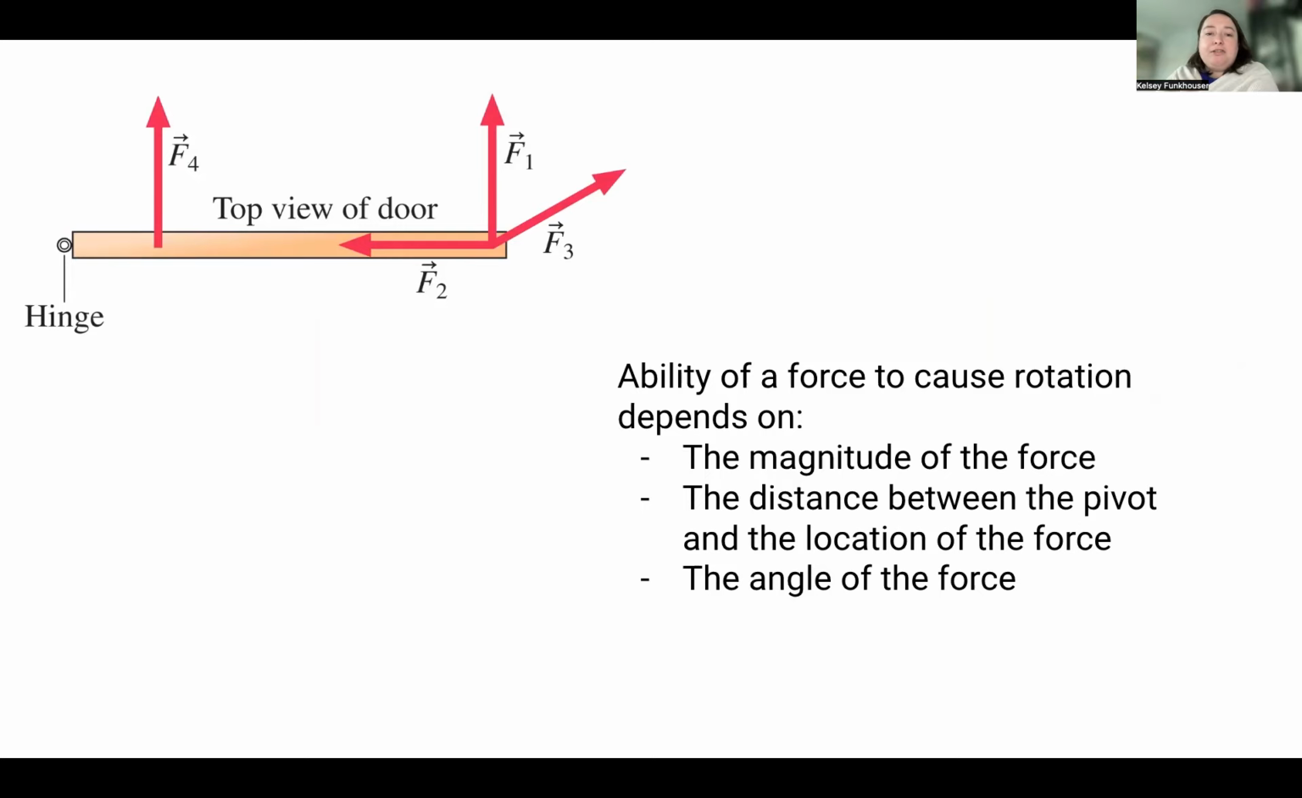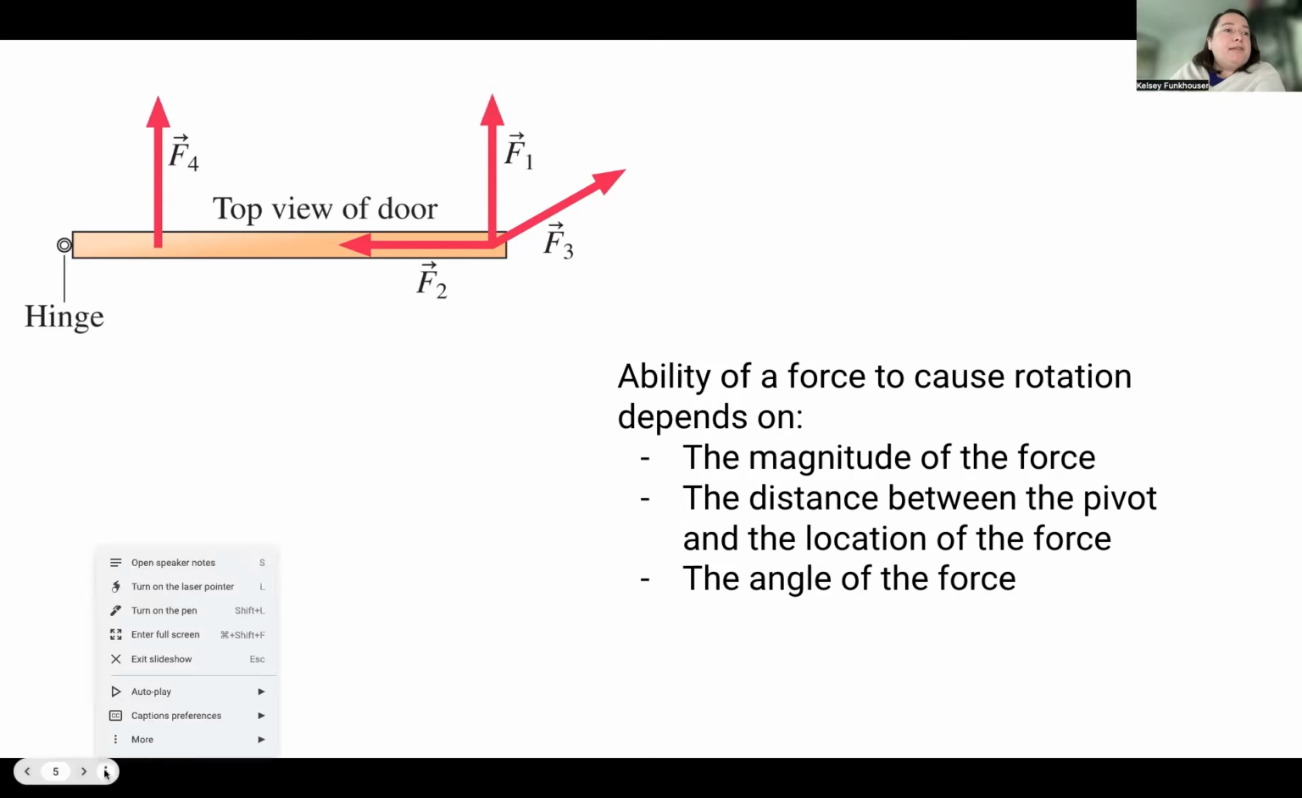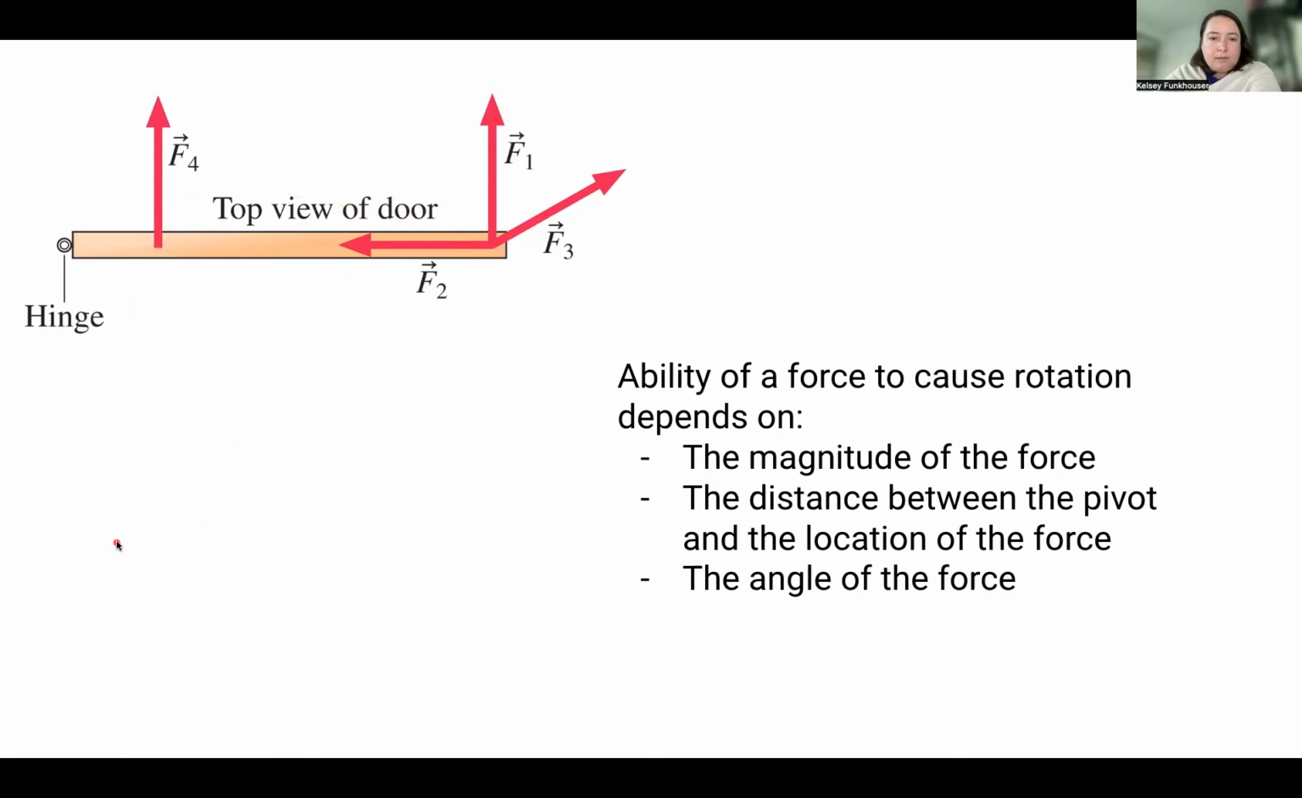Knowing this, we can establish some factors that impact the ability of a force to cause rotation. First, it depends on the magnitude of the force. This is also true for linear motion. Depends on how big the force is. That makes sense. It also depends on where the force is applied in relation to the axis of rotation or the pivot point. So in this door example, 3 of our forces act at the same distance from the pivot point. They all act at the end of the door, and 1 acts really close to the hinges. And then finally, it also depends on the angle the force is applied at.